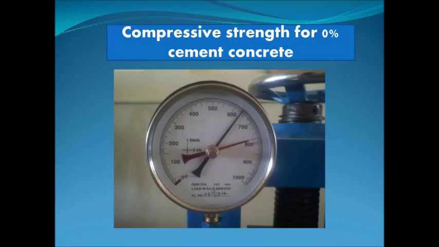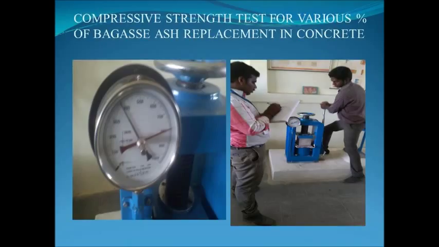The image shows the compressive strength of cement concrete for 0% replacement, and we have attained the target strength from which we have calculated the mix design. Compressive strength test for various percentages of Bagasse Ash as replacement in cement in concrete, and we have done it for all the replacements: 5%, 10%, 15%, 20%, 25%, 30%.